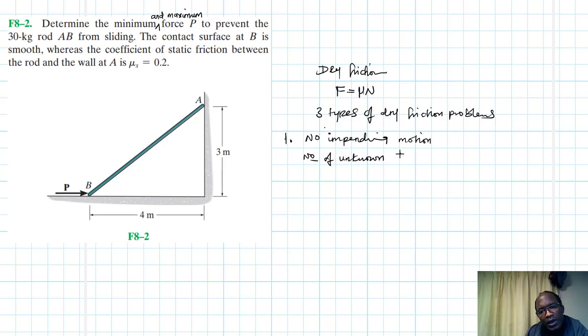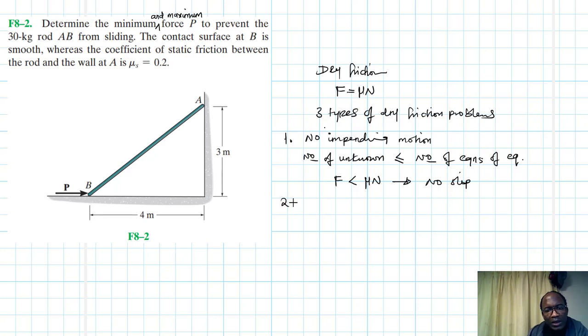In this particular case, we are saying there is not going to be any impending motion, and we are able to solve the problem directly by using the available equations of equilibrium. And after we've done so, we need to check for slip. If this equation is obeyed, then we expect no slip.